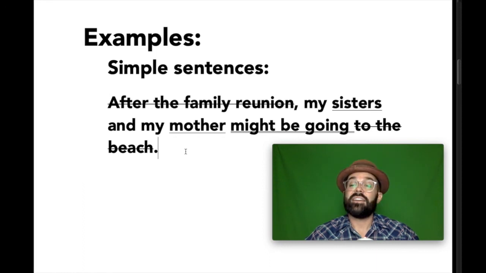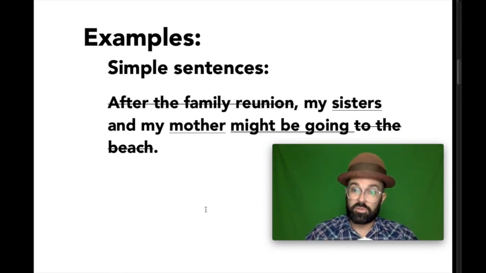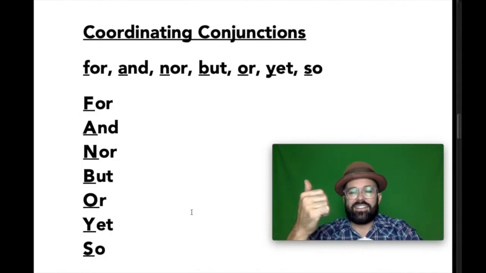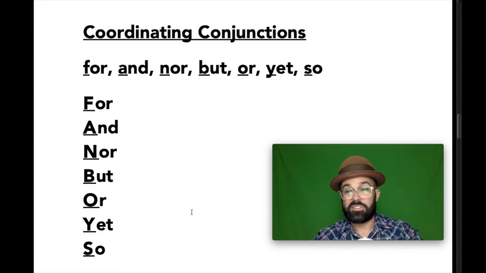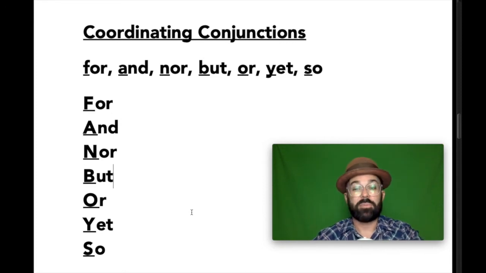Got it? Now let's take a look at that list of coordinating conjunctions. Those are the words that can sometimes join together two independent clauses. Here they are. I couldn't decide which way to write them so that it would be easier, so I wrote them in both ways to highlight the fact that they do spell out the acronym, the word FANBOYS. But they are for, and, nor, but, or, yet, and so. And these are coordinating conjunctions.